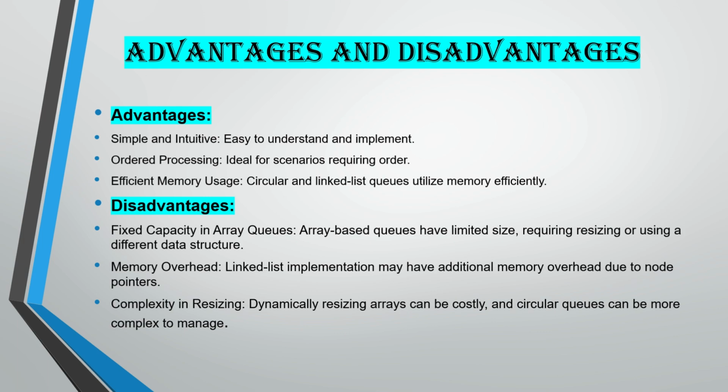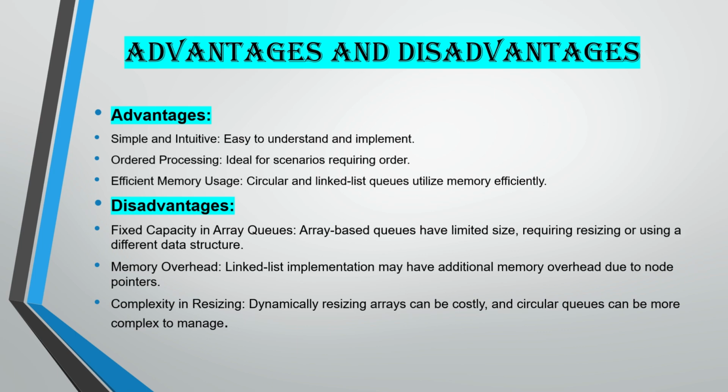Starting with the advantages, queues are simple and intuitive, making them easy to understand and implement. They ensure ordered processing, which is ideal for scenarios where tasks need to be handled in a specific sequence. They also provide efficient memory usage. For example, circular and linked list queues are optimized to use memory more effectively.